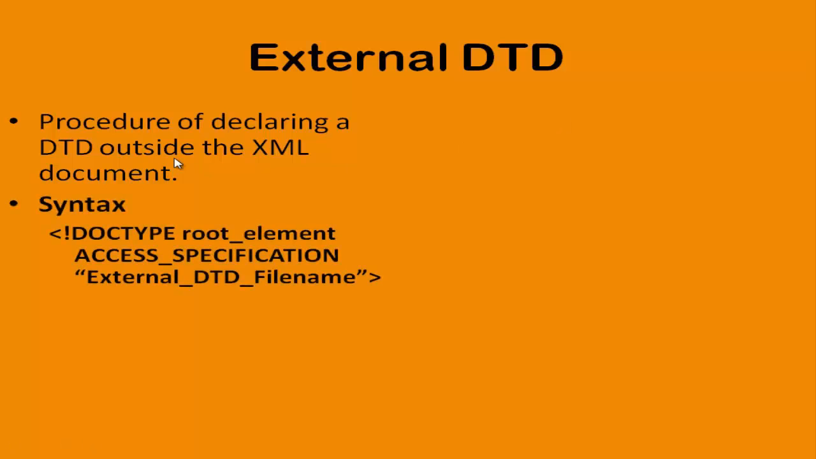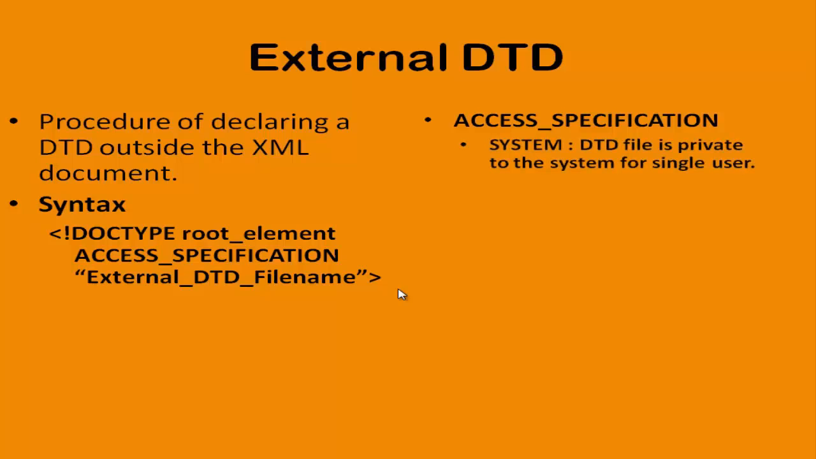So the syntax for declaring an external DTD is as follows. Similarly, as I said, the doc type declaration comes, after that the root element will come. Here we have two separate things, that is access specification and external DTD file name. What is access specification? Access specification is nothing but how to allow the user to access my DTD file. I can restrict the user within the system, or it can be made public so that everyone can access.